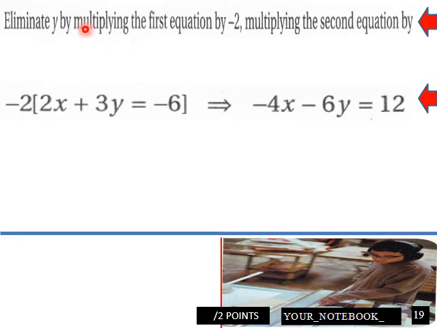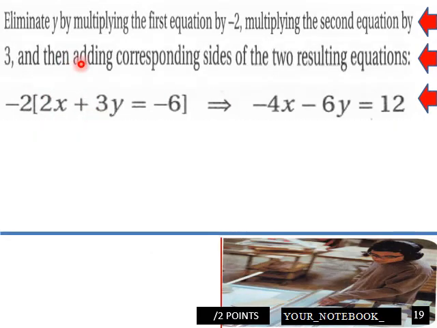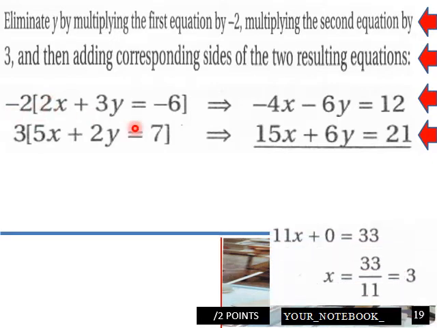Eliminate y by multiplying the first equation by negative 2, multiplying the second equation by 3, and then adding the corresponding sides of the two resulting equations. So we have to manipulate both of them now. We multiply the first one by negative 2, then the second one by positive 3, get negative 4x, and we can eliminate our y by doing this manipulation over here.